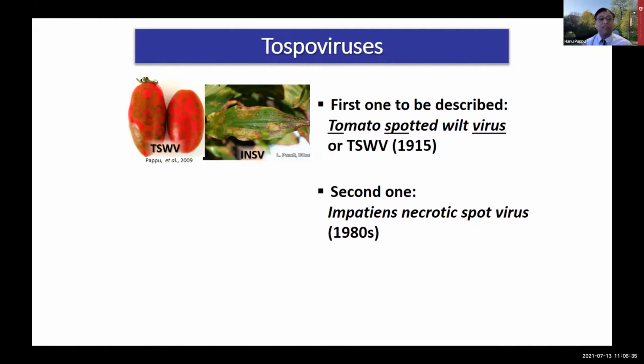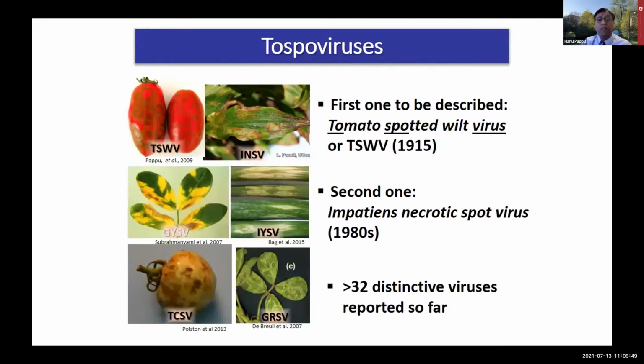So the second taspovirus described in the late 80s was impatiens necrotic spot virus. So that really changed our understanding of what these taspoviruses are and the diseases caused by these viruses in different host plants. And new taspoviruses continue to be discovered, reported from different parts of the world. So far we have more than 32 distinct taspoviruses reported from different parts of the world. And Asia seems to be the center, if you will, for diversity of these taspoviruses. More and more viruses are being reported both in Asia and South America.